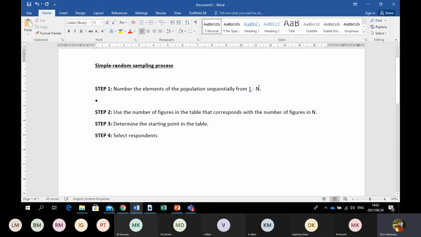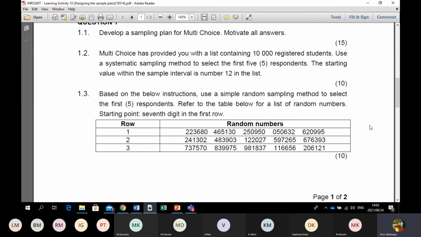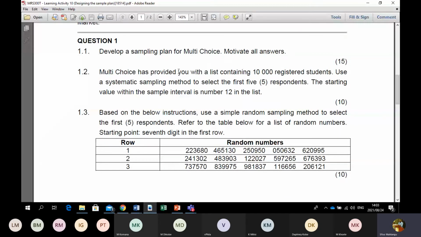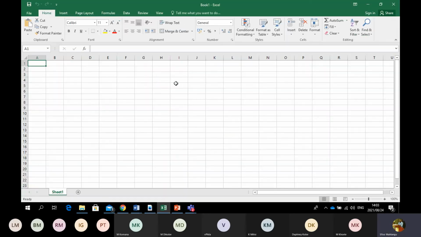which means that is a capital letter N, meaning where our population ends. So looking into the case study that we have about students, multi-choice, they said we must interview 500 students around Tshwane. But in this case, we do not have a list. Let's look at question 1.2. They say multi-choice has provided you with a list containing 10,000 registered students, meaning that if multi-choice was able to obtain this list, our list will look something similar to this. I just want to show you so that you understand what exactly we have and what we are doing.